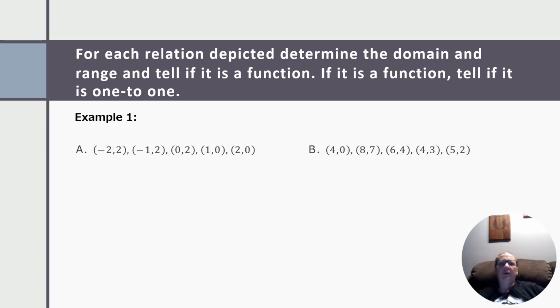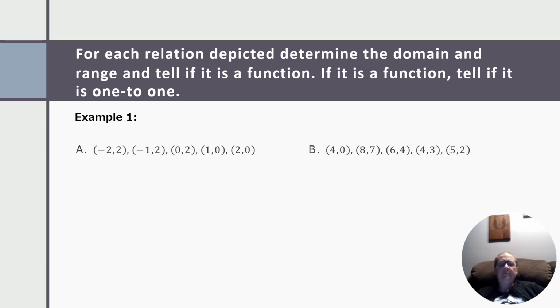All right, let's jump into our examples. In these examples, we're supposed to determine the domain and the range of the relation. We're supposed to tell if the relation is a function, and if it is a function, we're supposed to tell if it's one-to-one. So if it's not a function, we don't need to worry about one-to-one.